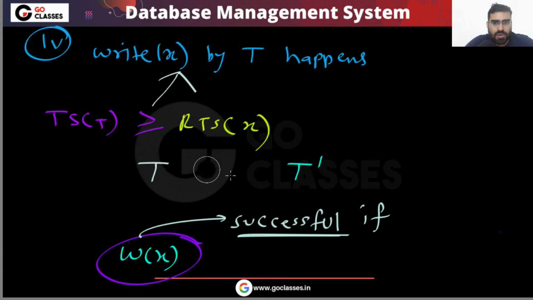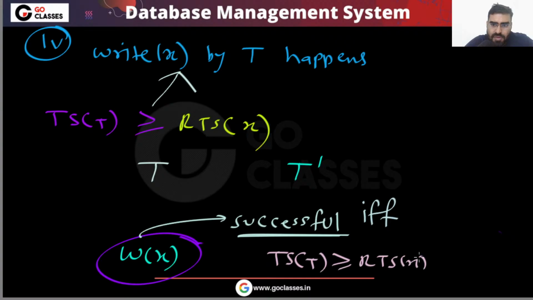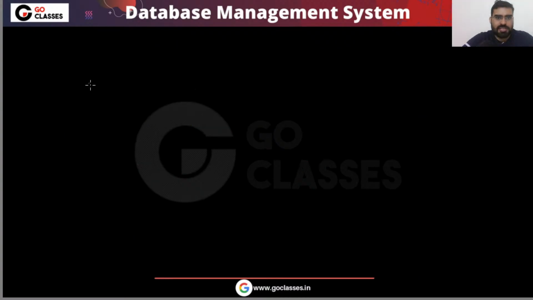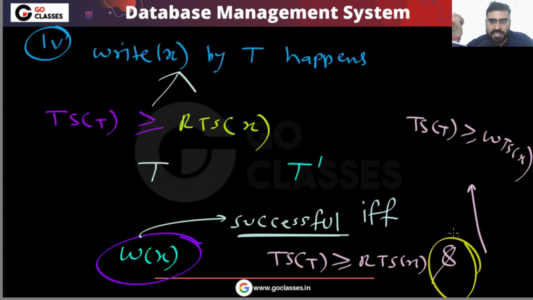It will be successful if and only if this happens. What happens? The time stamp of T must be greater than the read time stamp of X, and the time stamp of T must be greater than the write time stamp of X. So both must happen. Is this clear? Yes, very good. So remember this simple point I am telling you.